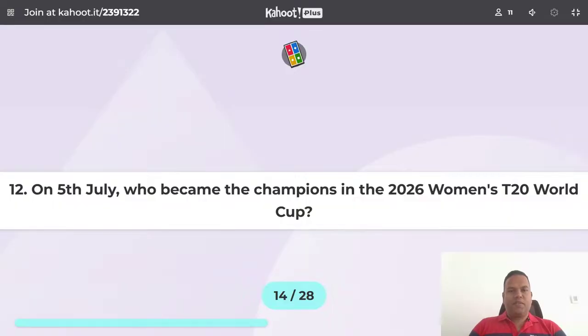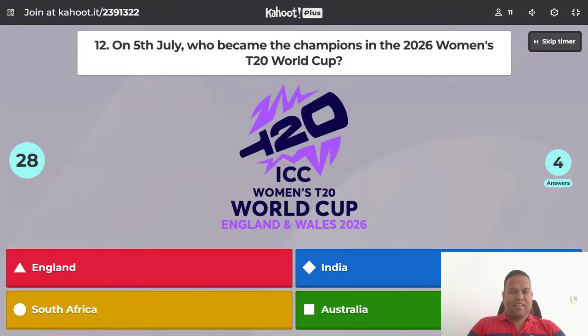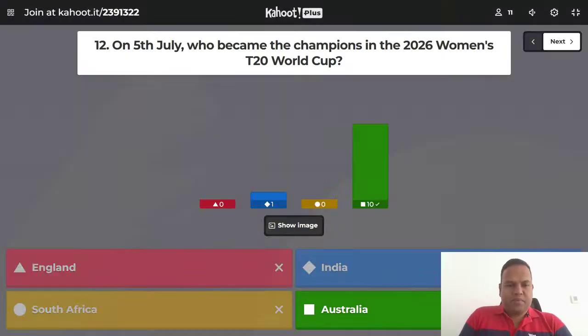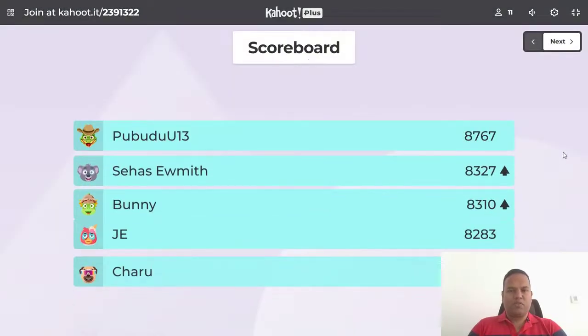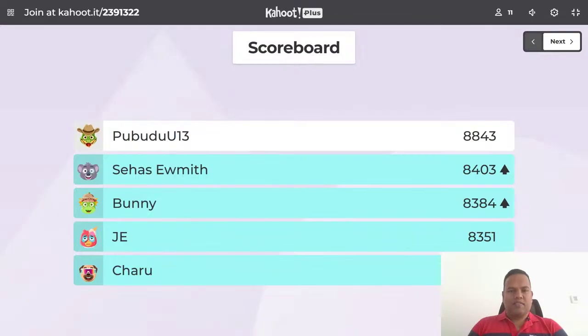Next question. On 5th July, who became the champions in the 2026 Women's T20 World Cup? Was it England, India, South Africa, or was it Australia? Who became the champs in the 2026 Women's T20 World Cup? It was indeed Australia. After a while, to be very honest, I think at least 3 or 4 years afterwards that they got a global trophy. So well done. Seeing some movements on the top.